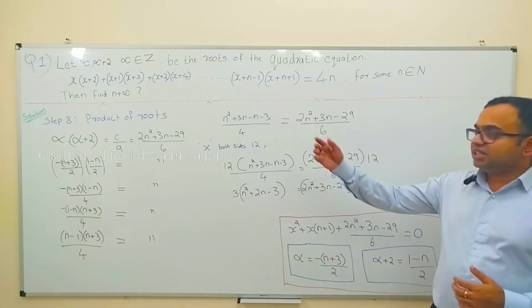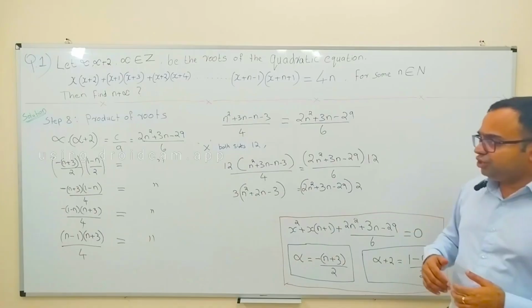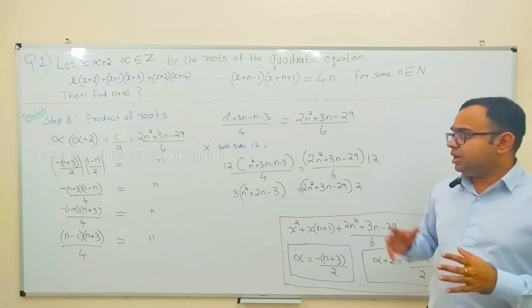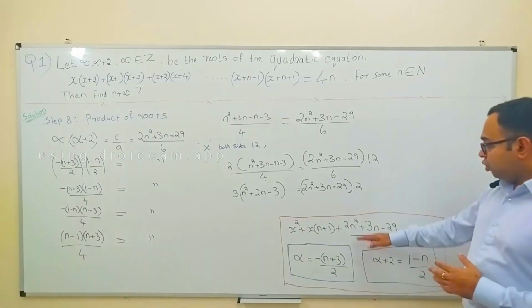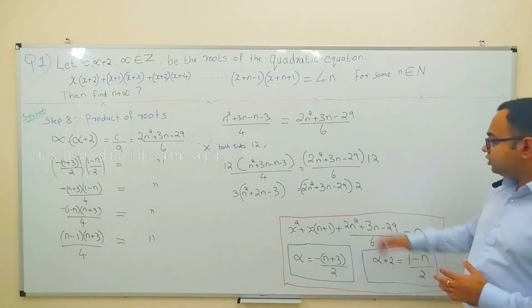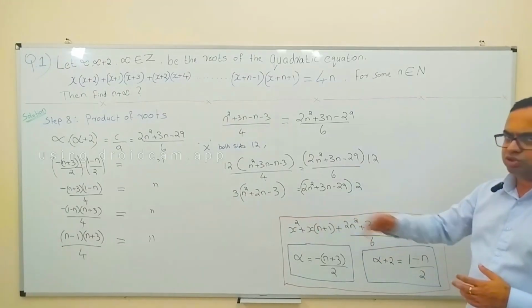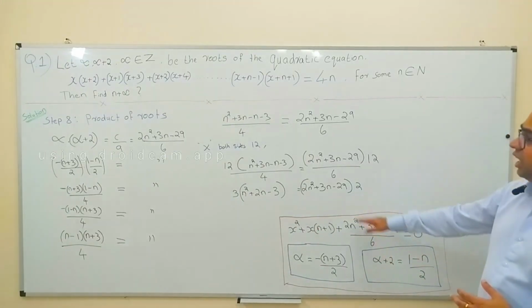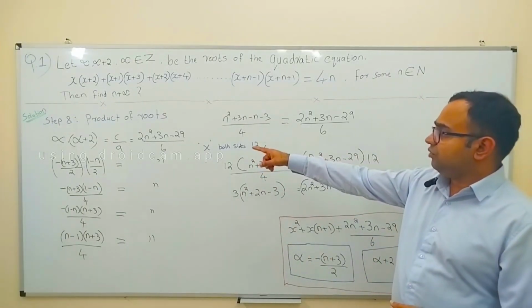Now let's see step number 8, product of roots. As per Vieta's relationship, we know that the product of roots is c by a. c by a is the constant divided by the coefficient of x square. So c, the constant, is (2n square plus 3n minus 29) divided by 6. The coefficient of x square, a, is 1, so neglect that. So as per Vieta's relationship, the product of two roots is (2n square plus 3n minus 29) divided by 6.